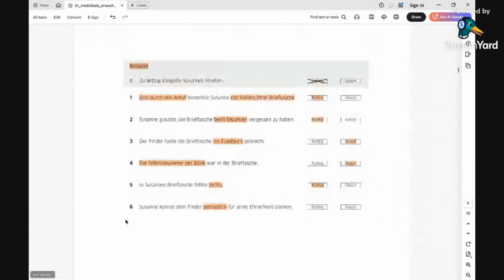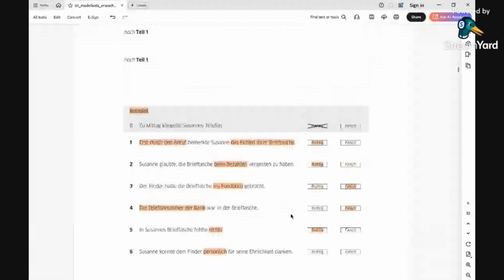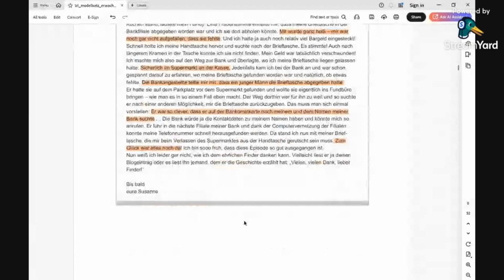Number 6. Susanne konnte dem Finder persönlich für seine Ehrlichkeit danken. So let's see if they could meet personally and she could thank the person personally. Ich bin so froh, dass diese Episode so gut ausgegangen ist. Nun weiß ich leider gar nicht, wie ich dem ehrlichen Finder danken kann. Vielleicht liest er diesen Blog-Eintrag oder er liest ihn jemand, dem er die Geschichte erzählt hat. Vielen, vielen Dank, lieber Finder.